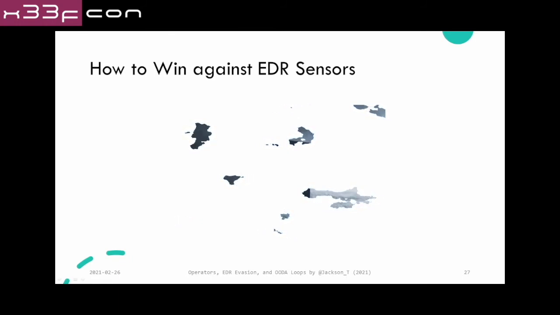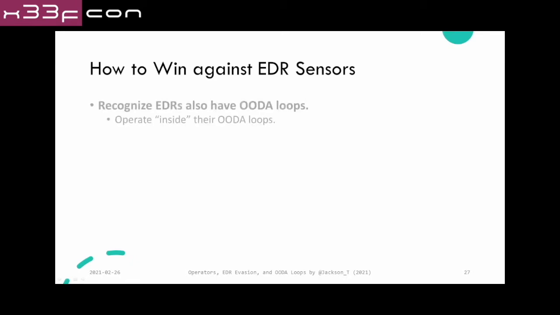But there's also a smaller subset of offensive research that focuses on how the sensor makes sense of the raw events that it receives and how it reacts to them. And I'll go into these in the next few slides. But what I'm trying to convey here in this slide is that when we look at EDR sensors in this cognitive model, we should recognize that EDR sensors also have OODA loops, and that to win against them, using John Boyd's terms, you have to operate inside their OODA loops.